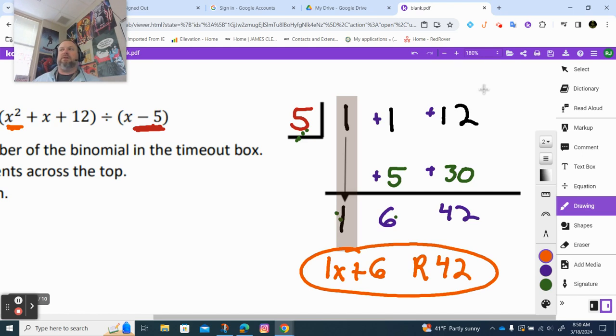I know some of y'all are like, what? And there's usually a couple of different questions about it. How did we get this number? How do we get this number? Why is there an R? Well, because here's the deal. We got to start with one less degree than we started with in our big problem. So we start with one. We ran out. Now we have actually none. So we have a remainder.